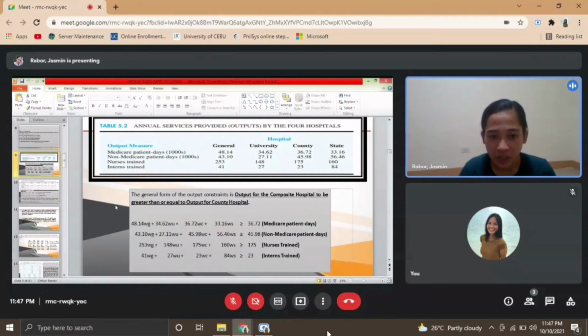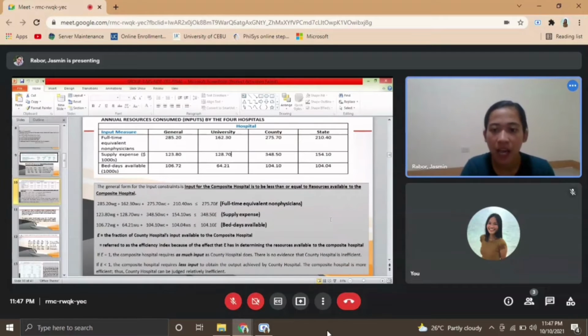So there is a general form of the output constraints, which is output for the composite hospital to be greater than or equal to output for county hospital. The composite hospital is a composition of the four hospitals. So the left-hand side value is the composition of the outputs of the four hospitals. And the right-hand side value is the output for county hospital, which is the hospital being evaluated.